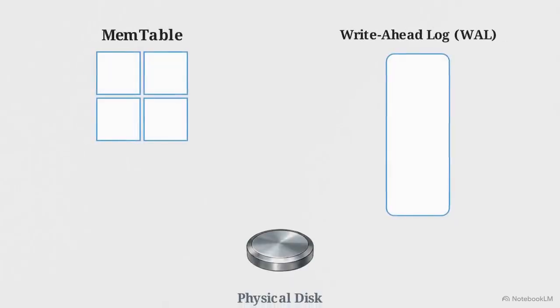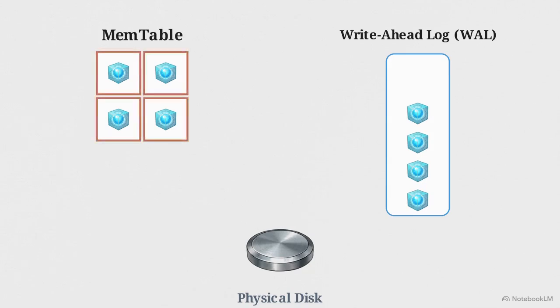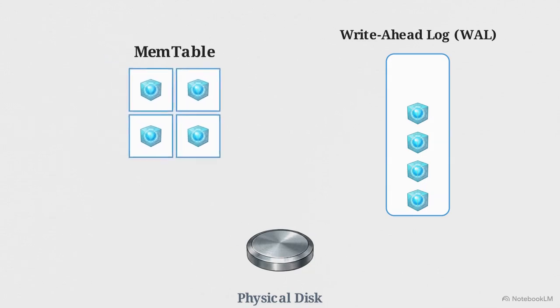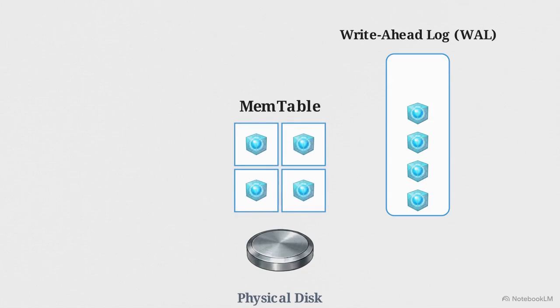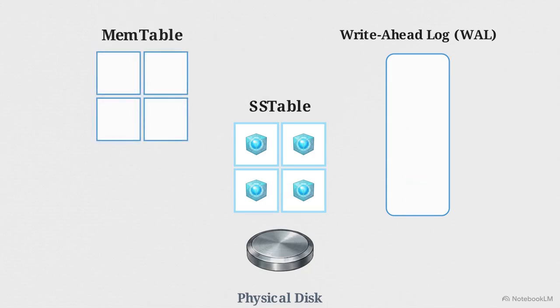This visual represents the first step of an LSM write. Incoming data bypasses the disk entirely, dropping rapidly and sequentially into an in-memory grid called a memtable. To ensure that data survives a sudden power loss, the exact same payload is simultaneously appended to a write-ahead log directly on the disk. Once the in-memory memtable reaches its size limit, the entire structure flushes down to the disk, freezing into an immutable file called a sorted string table, or SS table.